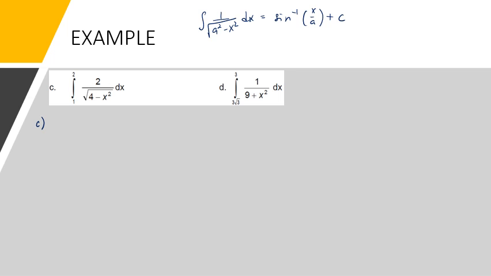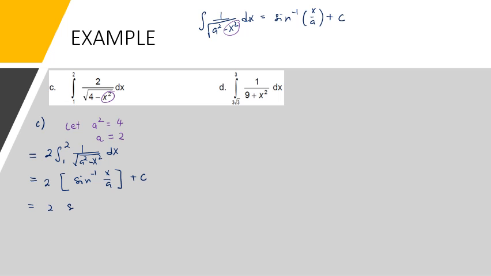So we need to do a simple substitution. Let a squared equal to 4, so what is our a? 2. And x squared with x squared is the same, so x is x, like before. Then substitute: integrate from 1 to 2 of 1 over square root of a squared minus x squared dx. This is now the same as the formula, so just put in the formula: sine inverse of x over a, plus c. So 2 sin inverse.